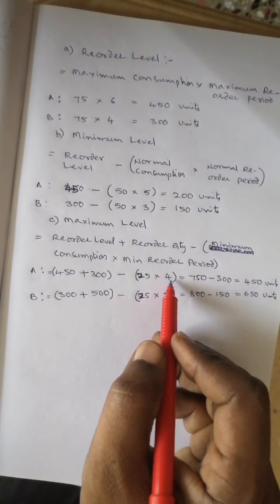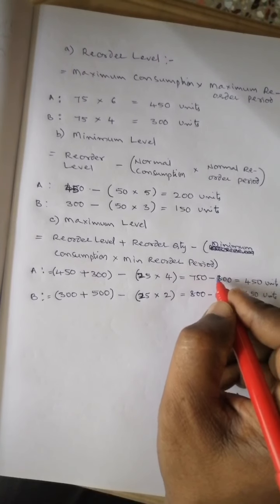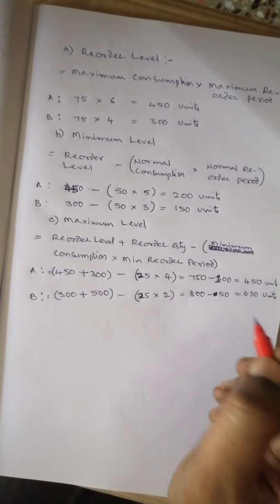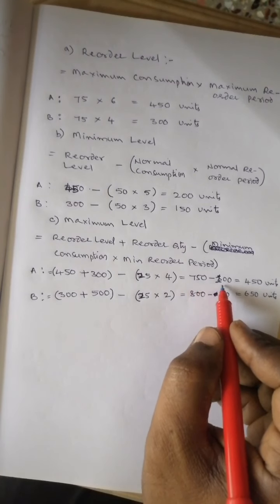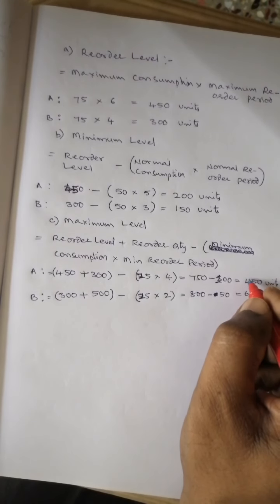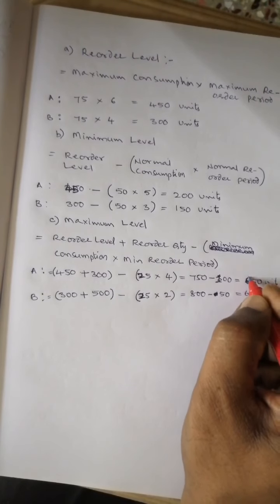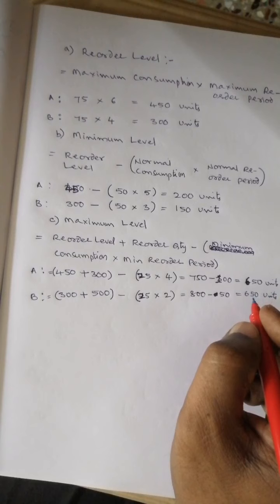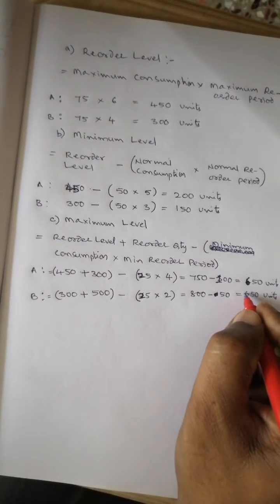So 25 into 4, which is 100. 25 into 2, which is 50. So 750 minus 100 is 650. 800 minus 50 is 750.